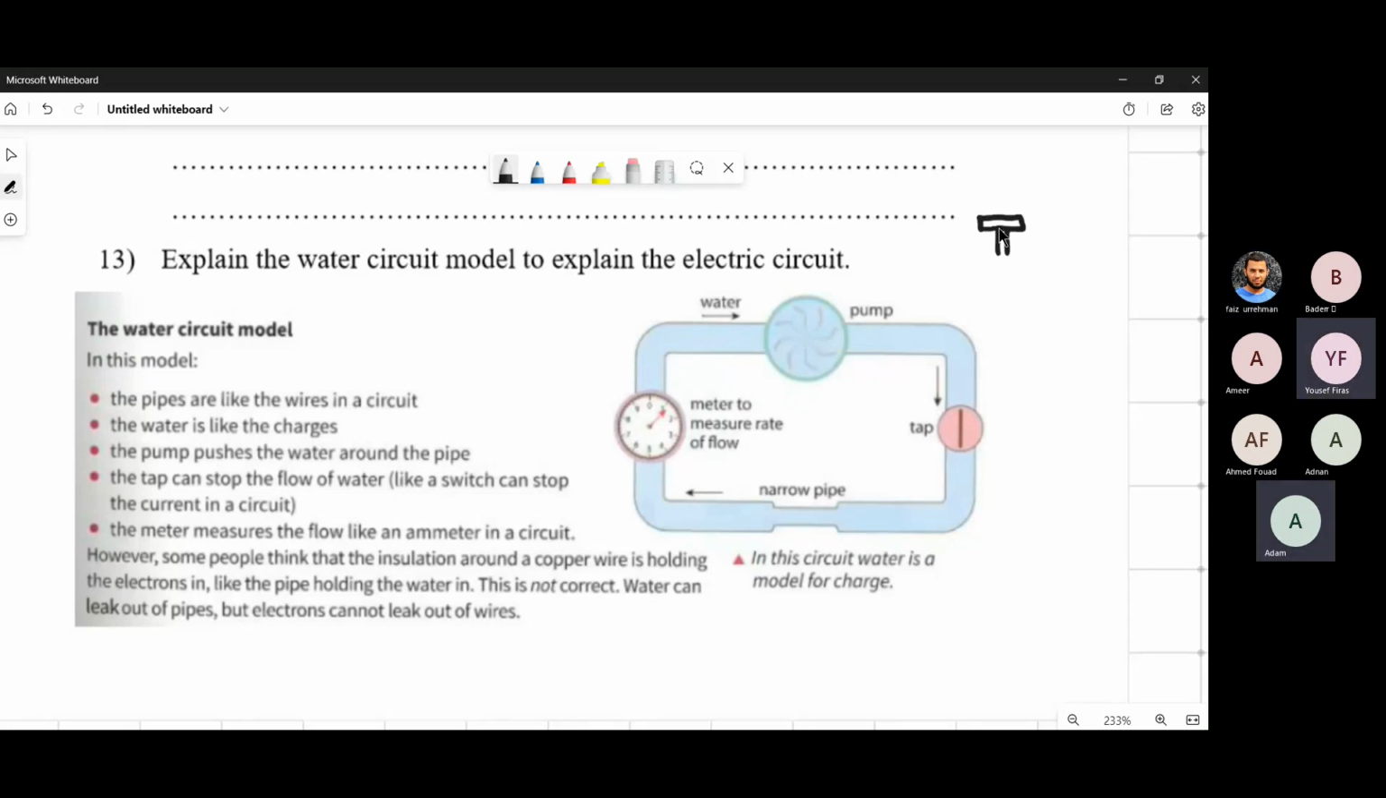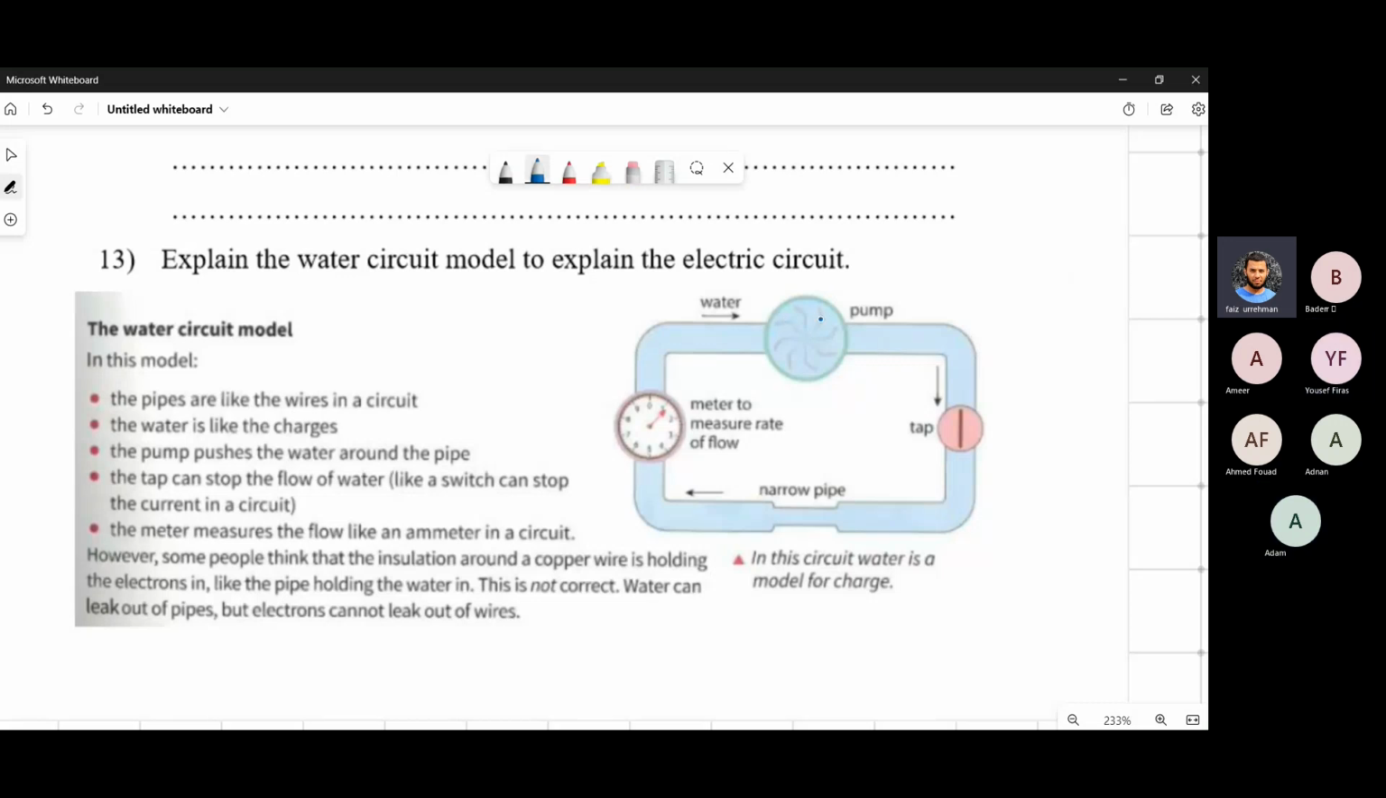Is it like a circuit? I mean, this water tap you have, from which the Mirinda comes out. I mean, water comes out. Okay, so this is the tap. You can off it. You can on it. So it's like a switch, like a regulator, like a switch.